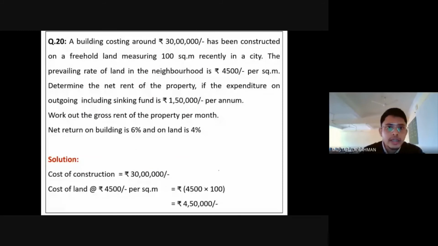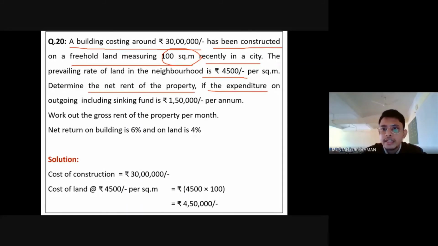So let's see one numerical. There is a building costing around this much, 30 lakhs, that has been constructed on a freehold land, okay, measuring 100 square meter in a city. Prevailing rate of land is given. Determine the net rent of the property if the expenditure on outgoing including sinking fund. All the expenditure including the sinking fund is 1,50,000. It is given. We shall have to calculate the rent.